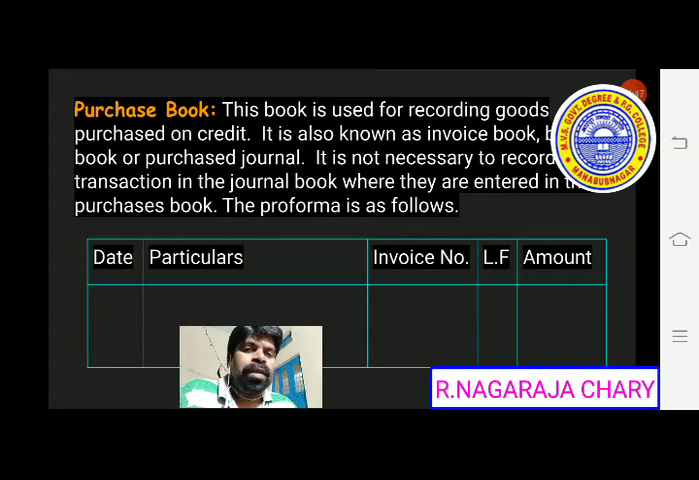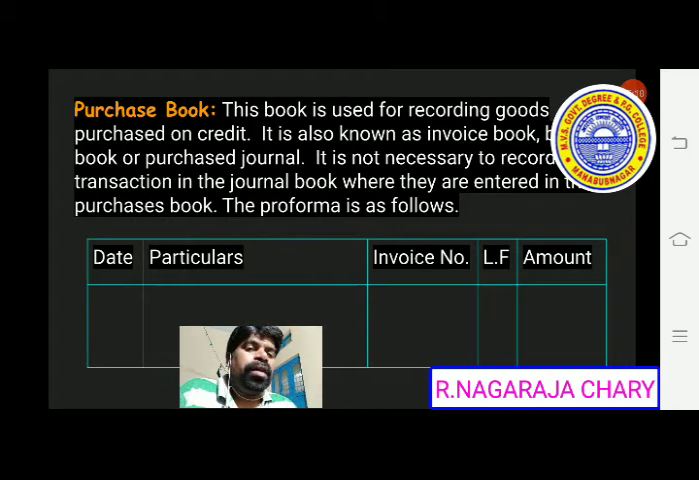Here, to maintain this type of record, we have a proforma. So you see in the first column, the date column: on what date we purchased material, on what date we purchased goods on credit basis, that date is to be written here. Particulars: from whom we purchased the material, that we have to write in the second column.